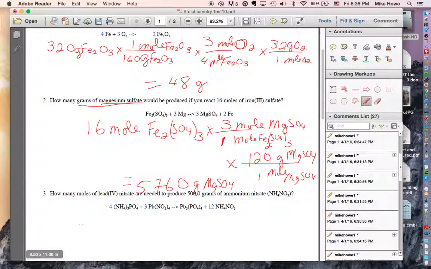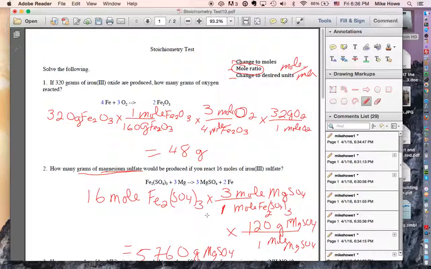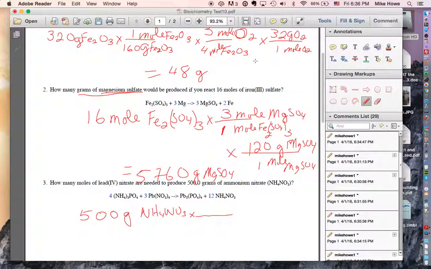Now let's take a look at this one. We have 500 grams of NH4NO3. Are we going to need to change to moles? This is step 1. Remember step 1? Change to moles. Up here, change to moles. So do we need to do that here? Yes, because it's in grams.